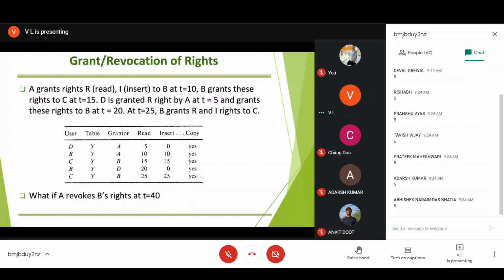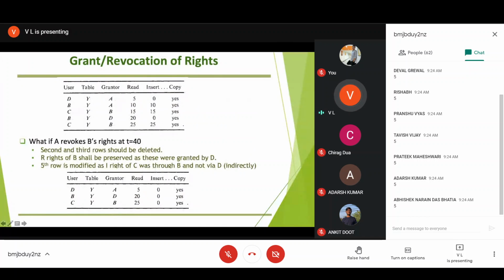So if we delete these tables, then what will happen? A granted the right to B, this is revoked. So any right which was passed on from B to C will also be revoked. The situation will look like that A has given right to D and D has given right to B. But B had already given some right to C also. So because B was retaining that right by virtue of D, this right will also be retained by C. So that will be the change. This table will not be deleted, but will be modified, and that would be the change.